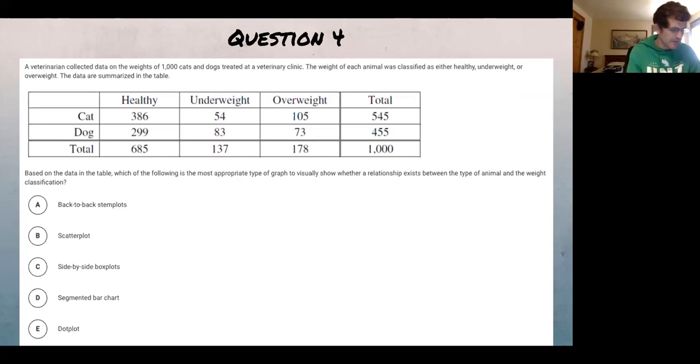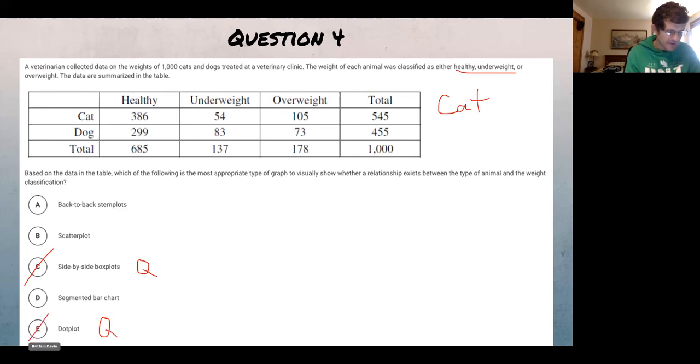We did talk about side-by-side box plots and things like that, but keep in mind a box plot is for quantitative data. So I'm not going to use it. This is categorical data, because we have categories. All right, a dot plot, that's for quantitative data as well. So I want to ignore that.